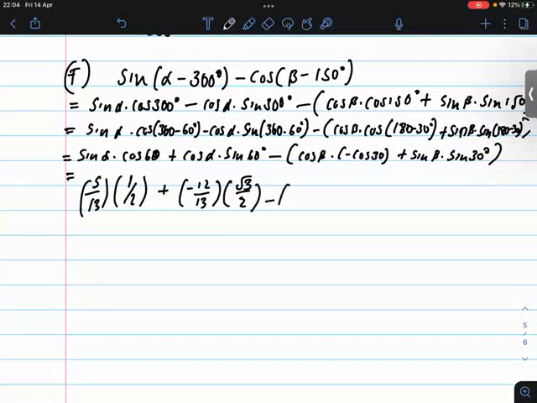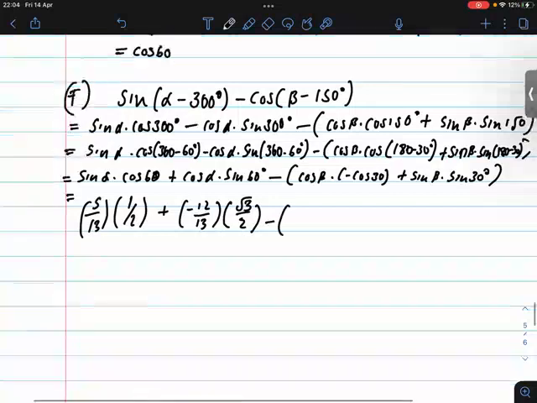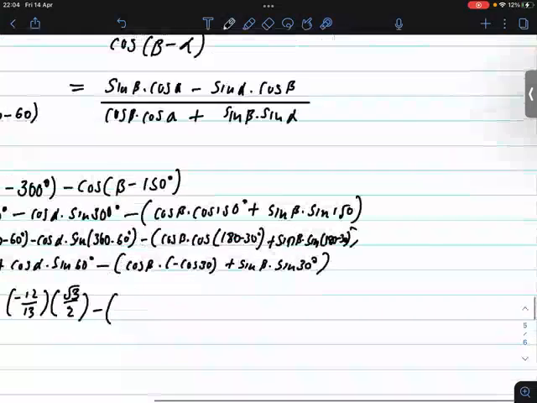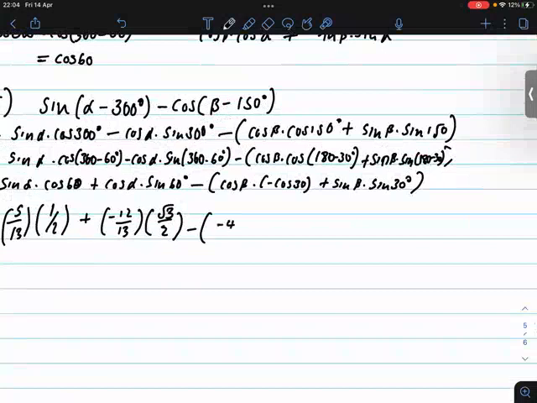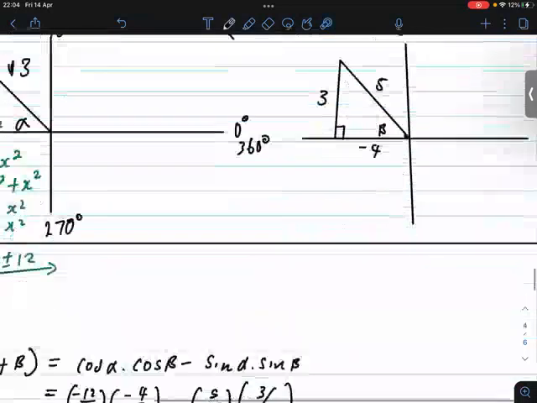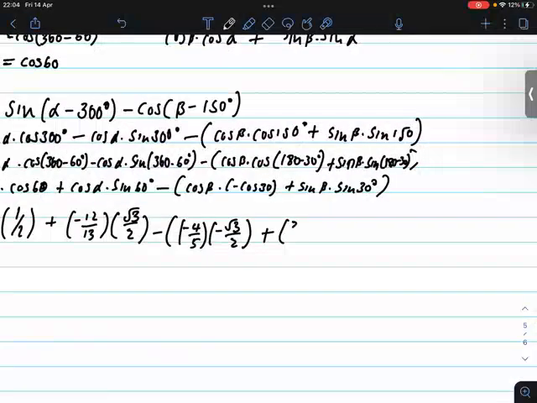Sine of 60 is root 3 over 2, minus, and then you put this in bracket. Cos of beta, you can take it from the graph here. Adjacent over hypotenuse, negative 4 over 5, times negative cos 30, which is the same as negative root 3 over 2. You can punch that in the calculator if you've forgotten the special angle. And then plus sine of beta, opposite over hypotenuse, 3 over 5, times sine of 30, which is a half.